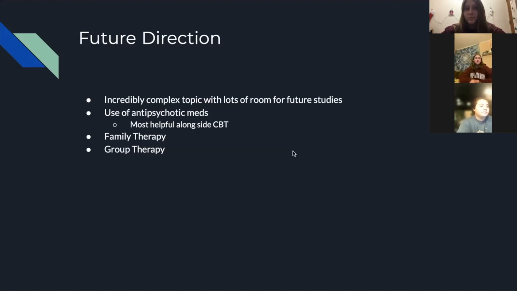Future direction for people with schizophrenia is the use of antipsychotic meds, and these have been most helpful alongside CBT and other therapy programs. Family therapy has also been really beneficial for not only the person dealing with schizophrenia, but the support system surrounding them. And finally, group therapy has also been a pretty good future direction for people with schizophrenia to feel as if they're not alone in what they're experiencing.